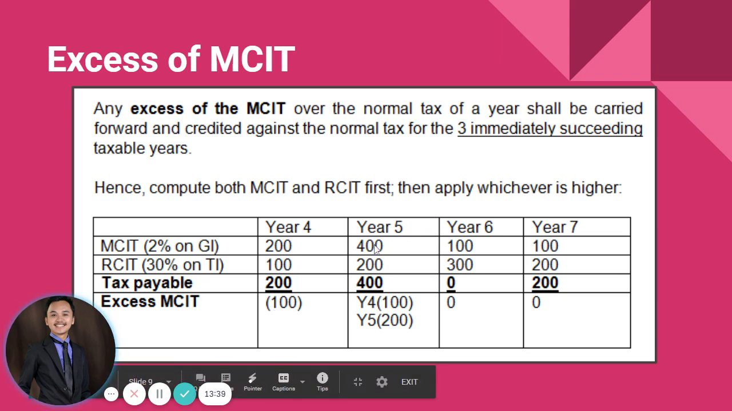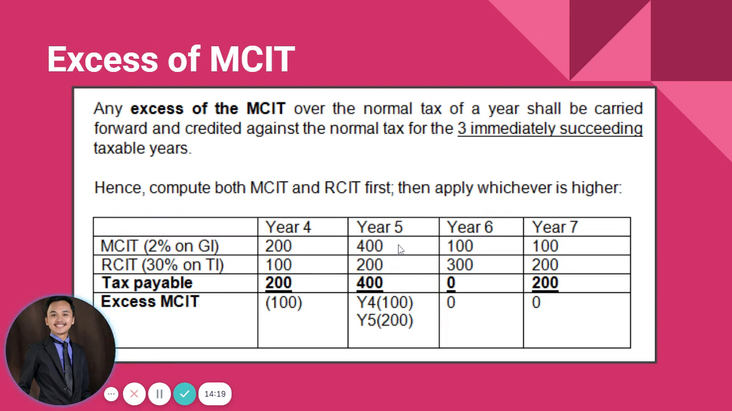Okay, let's continue our illustration on year 5. What if your MCIT is 400,000 and your RCIT is 200,000? That means your tax payable is still coming from the 400,000. Okay? Your tax payable is still coming from MCIT. Therefore, the 100,000 excess MCIT over your RCIT for year 4 will not be used as tax credit for your year 5. For your year 5, you will still pay a total of 400,000 without any tax credit from your excess of MCIT from year 4, because again, your tax payable of 400,000 is coming from MCIT.